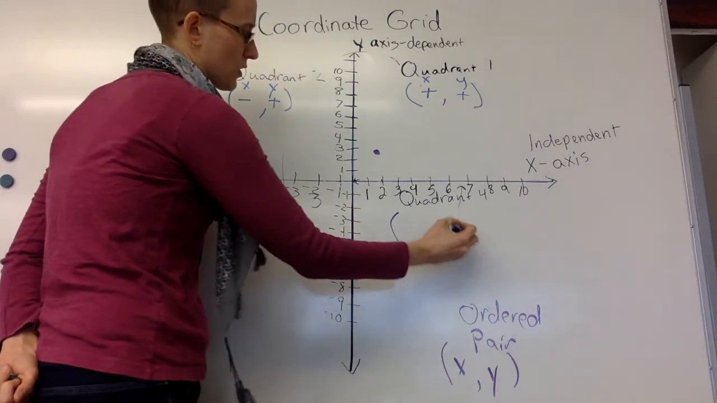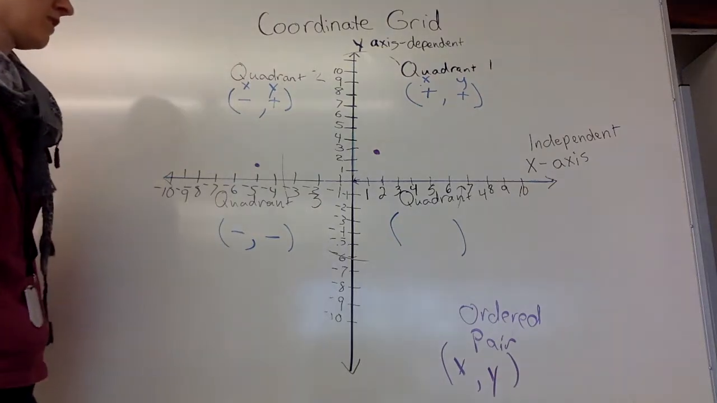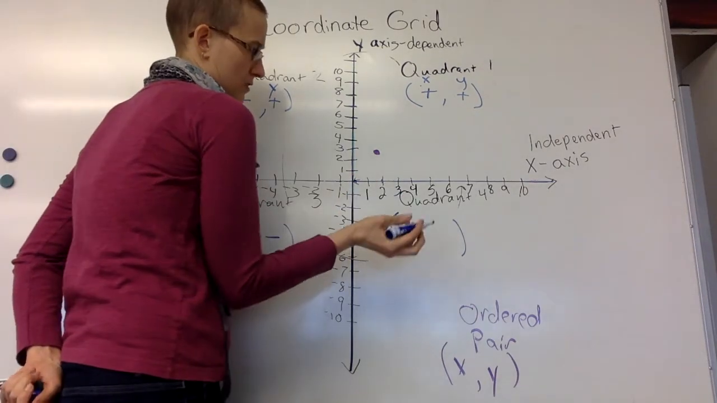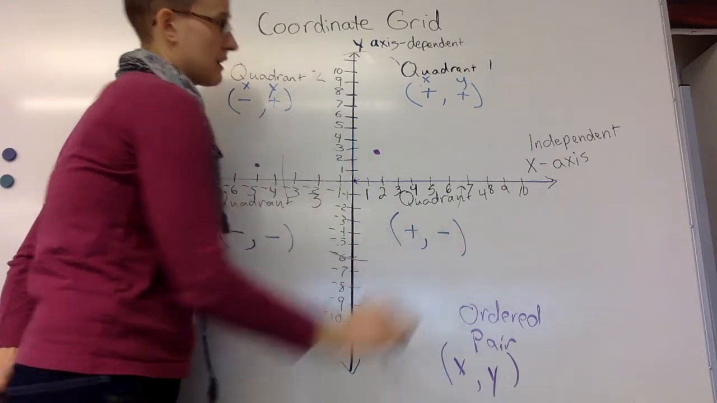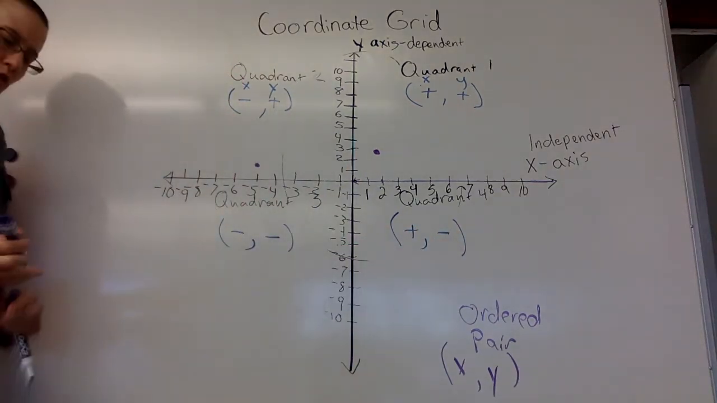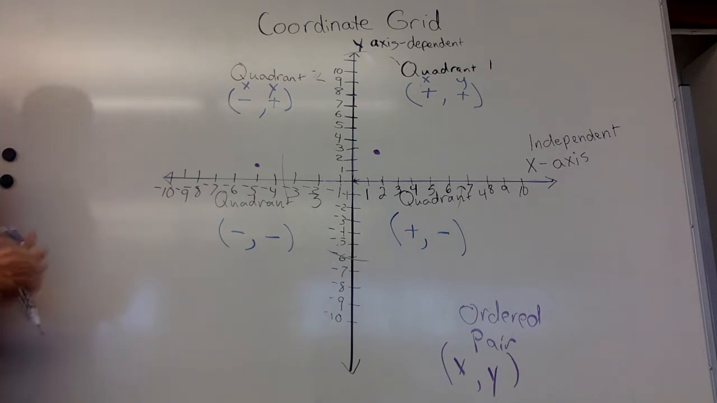And my quadrant 4, my x values, can you guess? Yes, they're going to be positive, and my y values are going to be negative. So just by seeing an ordered pair, you can get an idea of where on the graph it's going to lay.